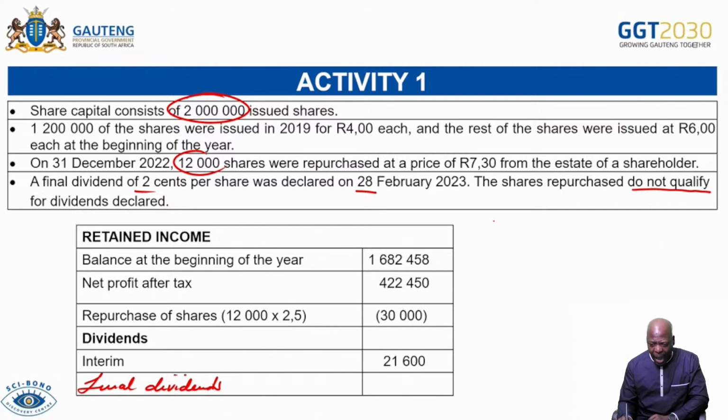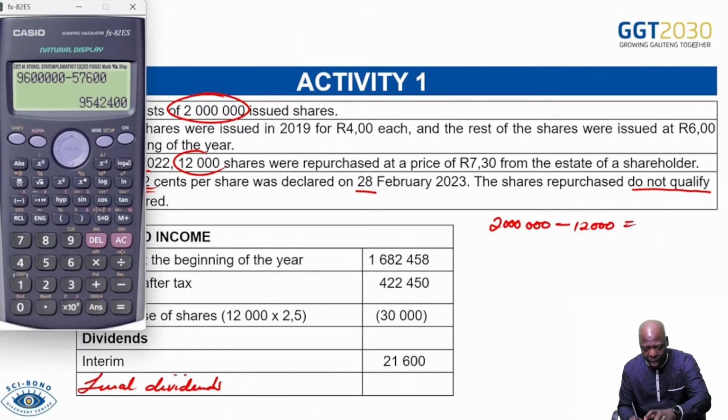That simply means I'll say my 2 million shares which were in issue, then we buy back 12,000 shares. We want to know how many shares there are now that we are going to give 2 cents per share. The moment they say the shares repurchased do not qualify, that means I must exclude those shares when I calculate my final dividend.